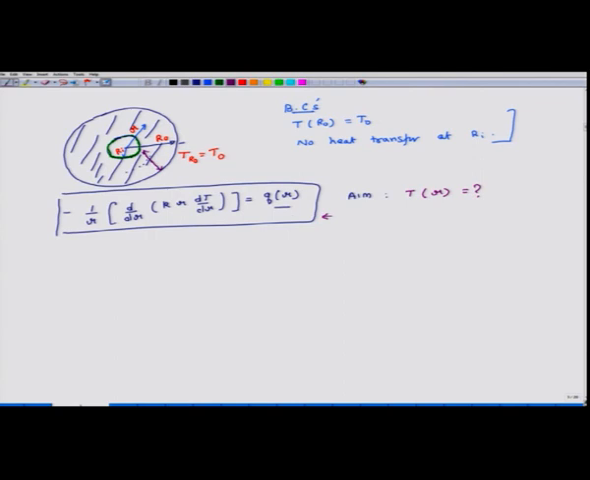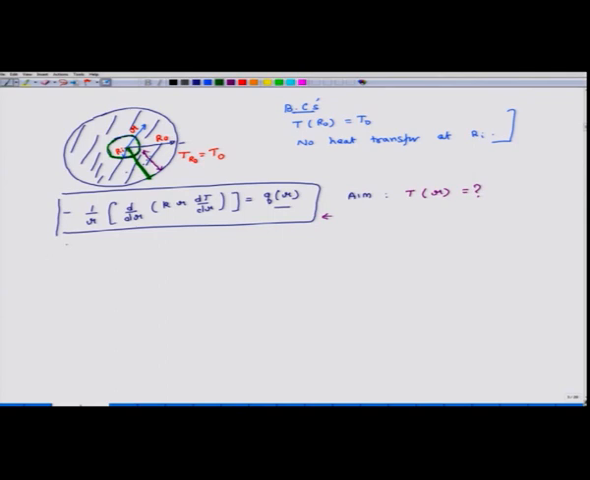Now, we will generate a finite element formulation for this method. This is an axisymmetric problem, so I will look at only a radial line.